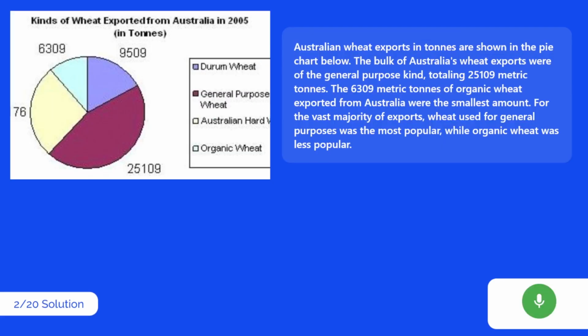Australian wheat exports in tonnes are shown in the pie chart below. The bulk of Australia's wheat exports were of the general purpose kind, totaling 25,109 metric tonnes. The 6,309 metric tonnes of organic wheat exported from Australia were the smallest amount. For the vast majority of exports, wheat used for general purposes was the most popular, while organic wheat was less popular.